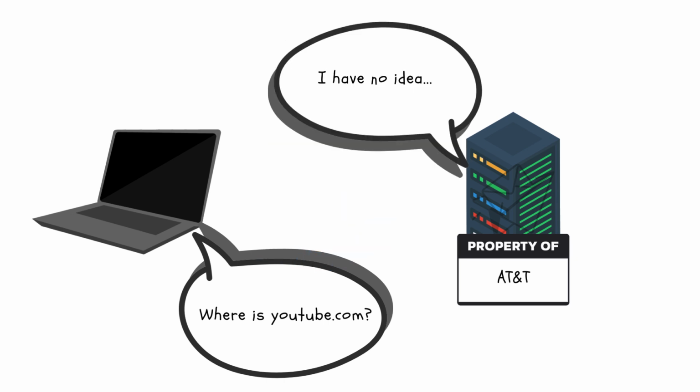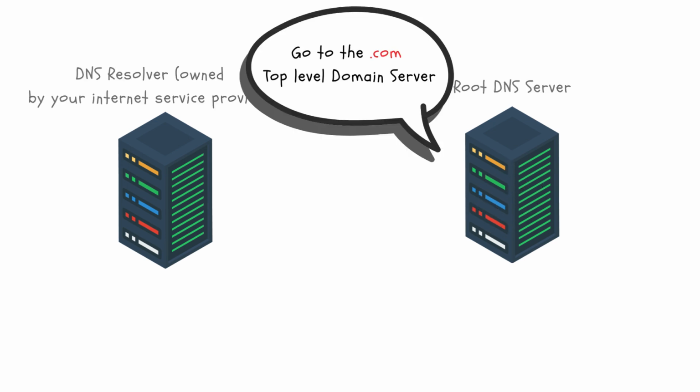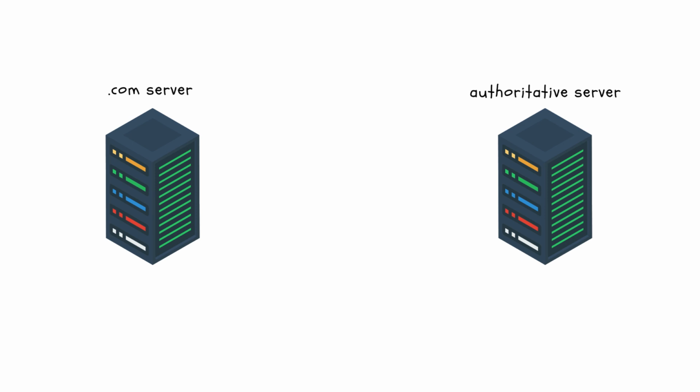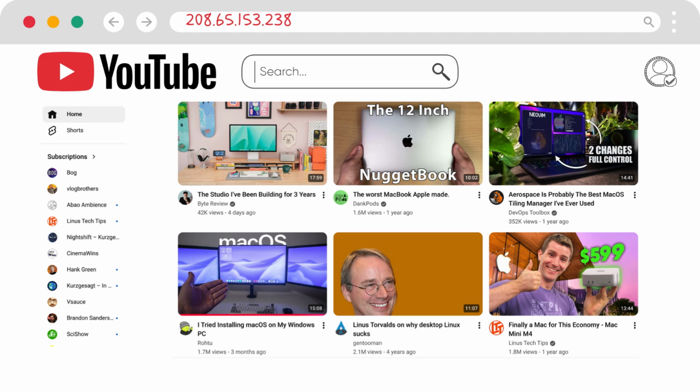If this resolver doesn't know the answer, it will ask the root DNS server on your behalf. The root server will point it to a top-level domain server like .com. The .com server will then send it to the authoritative DNS server, which knows the exact IP address. This authoritative server responds with the IP address, and your browser finally knows where to go. Your browser connects to that IP address, and the website loads.